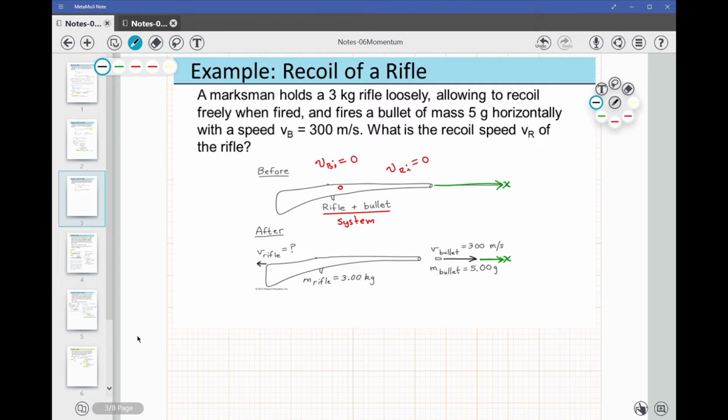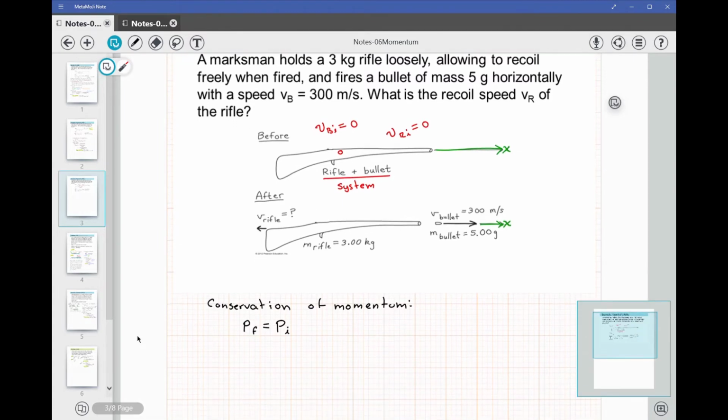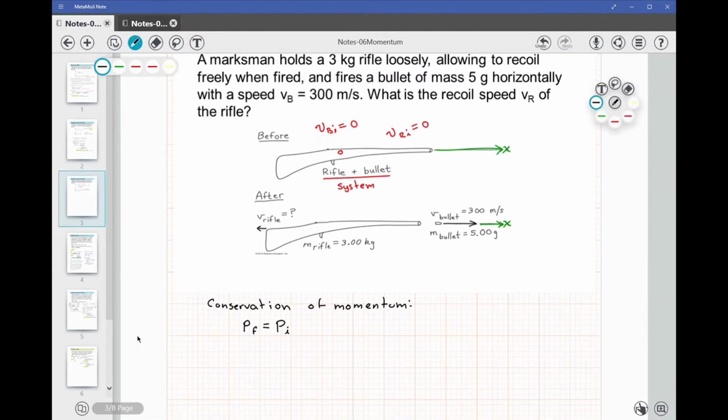So this is clearly an explosion example, and momentum must be conserved, so we can apply conservation of momentum. So we know that the final momentum must be exactly the same as the initial momentum. Now, what are the components of the final momentum?